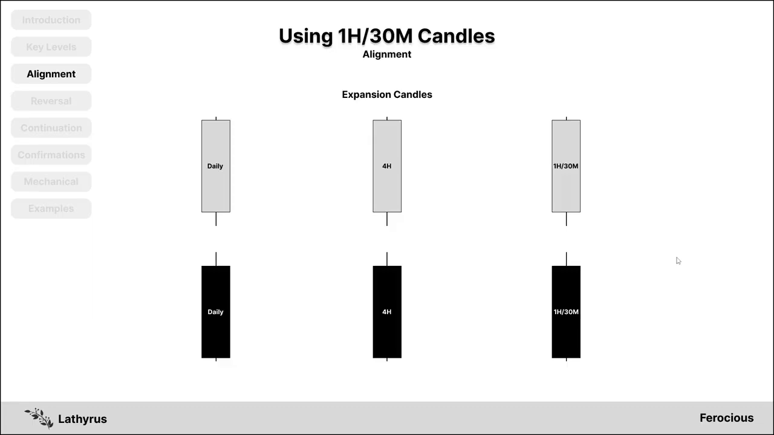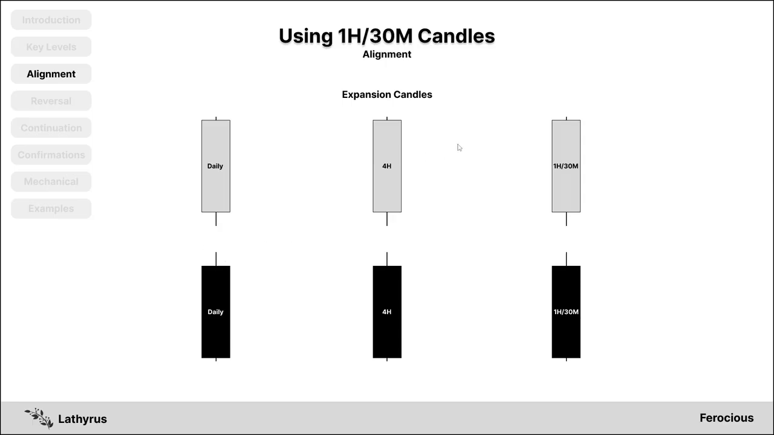The alignment I'm using to trade the 1 hour and 30 minute candles starts on the daily, where I want to be in a daily expansion candle. An expansion candle is qualified with a small wick on the opposite side you want to trade. So if you want to trade longs, we want to see a small wick at the bottom. If you want to trade shorts, we want to see a small wick on the top.